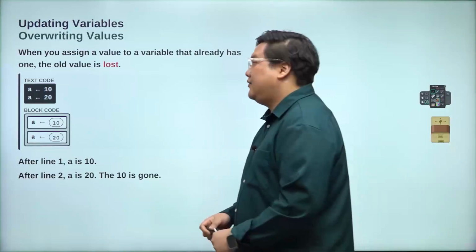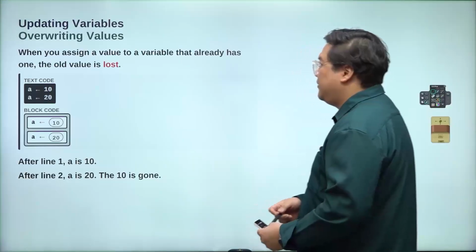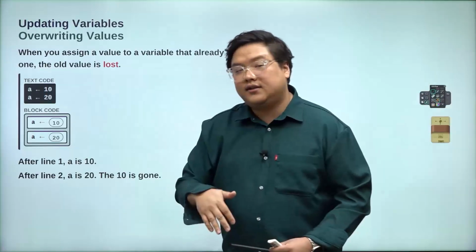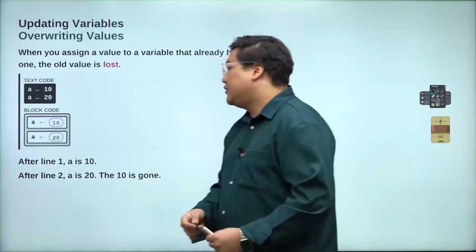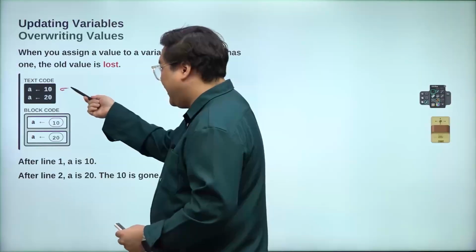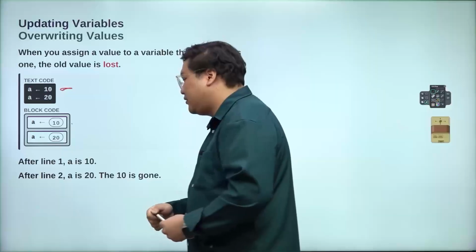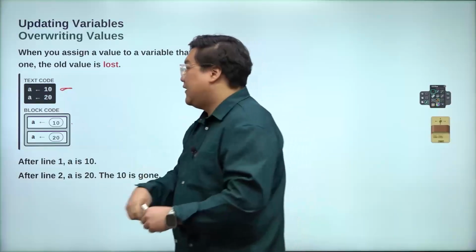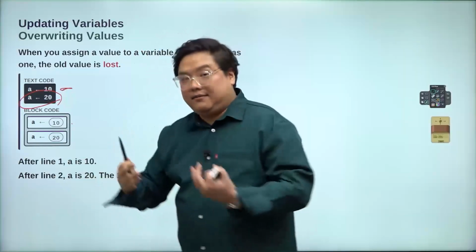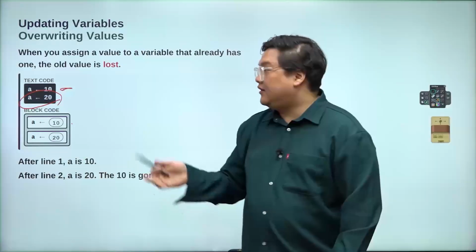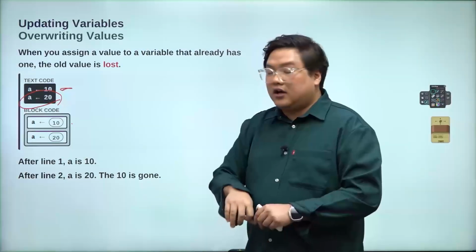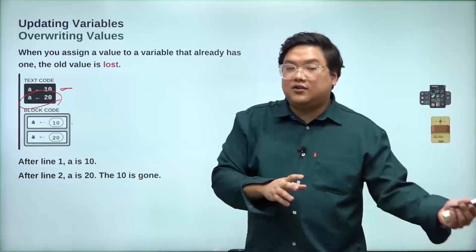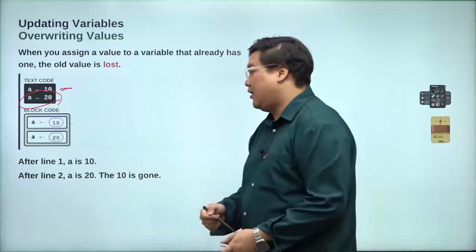Overriding values: when you assign a value to a variable that already has one, the old value is lost, discarded from memory. After line 1, a equals 10 in both text code and block code. Then we do a reassignment, assigning a new value to the variable a. The 10 is replaced with 20, and the old 10 is discarded and lost in memory.